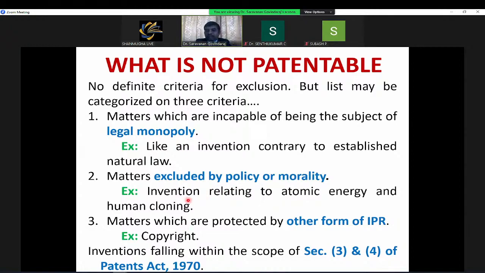And the most important thing, any invention which falls under section 3 and 4 of the Patents Act of 1970, for those things also we can't file a patent.